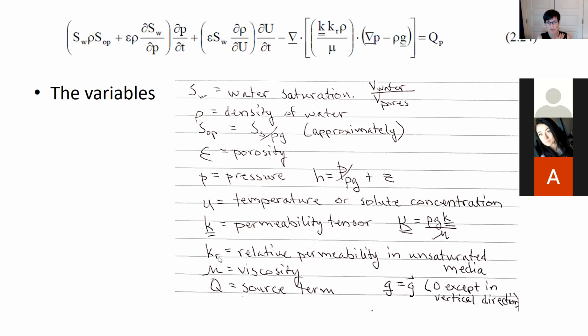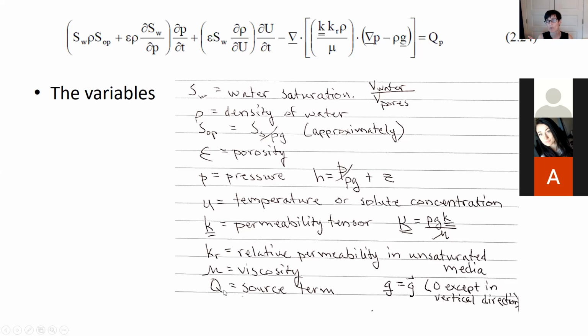Kr is the relative permeability in unsaturated media. Just like I'm going to talk about this dS/dP term, I want to talk about this Kr term in the next few slides. Okay, we already said that mu is the viscosity, and Q, we were right, that's a source term. We can work with that.